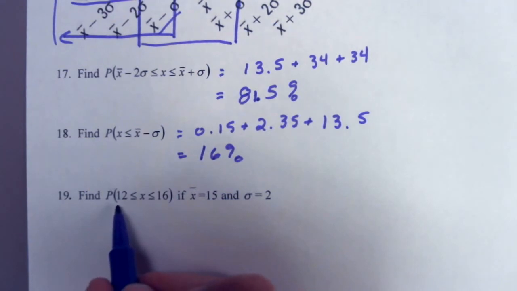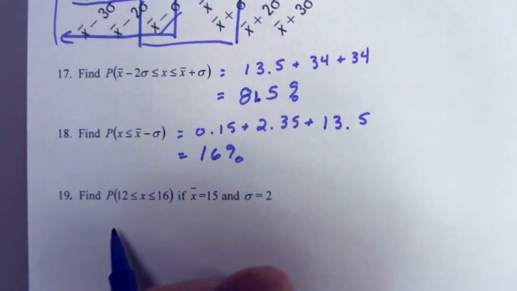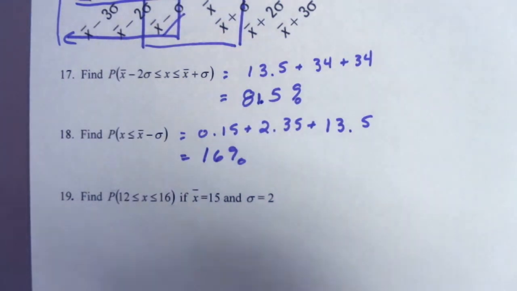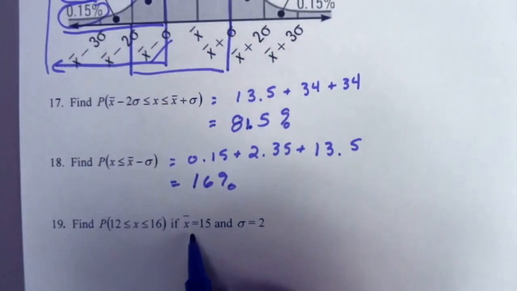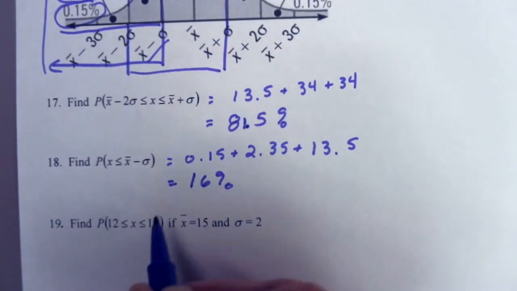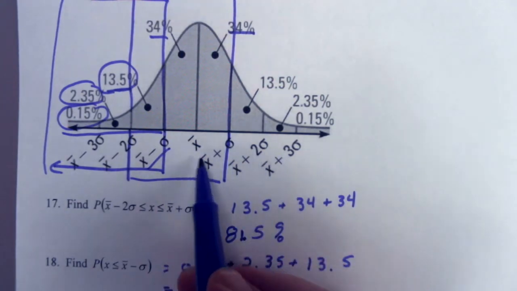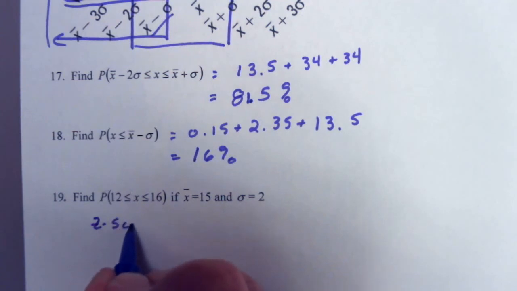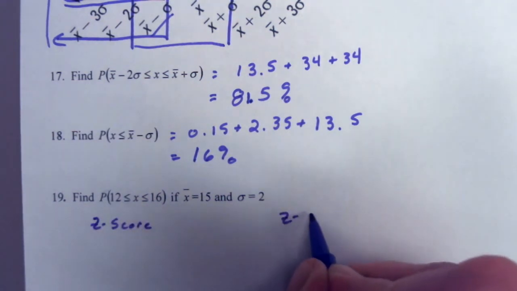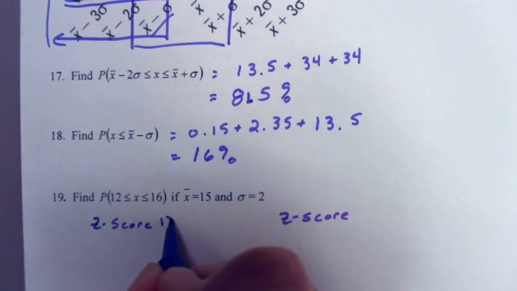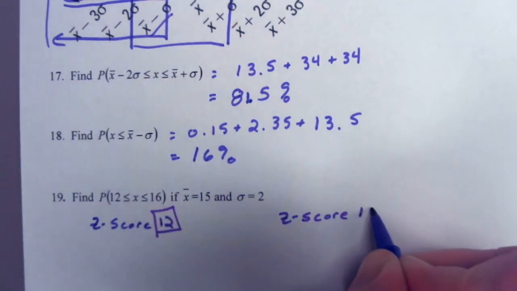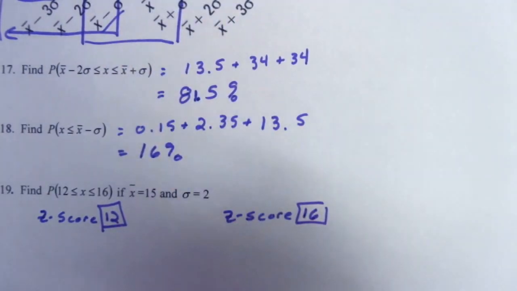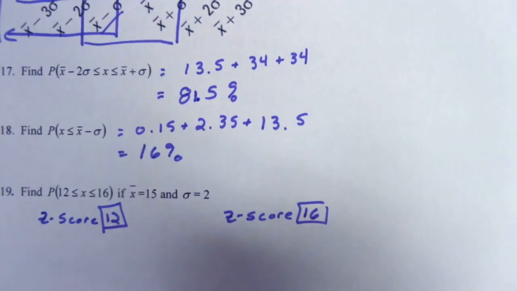Okay, now for number 19, the probability the value picked is between 12 and 16, if the mean is equal to 15 and the standard deviation is equal to 2. Well, the problem is these two values, 12 and 16, aren't an equal or a whole standard deviation away from the mean. So I need to find a z-score for each of these. First for 12, and then for 16, so that I can calculate the probability of each and then subtract.